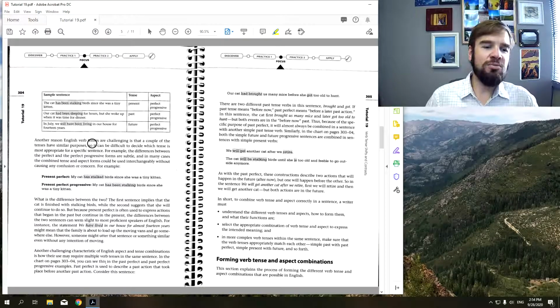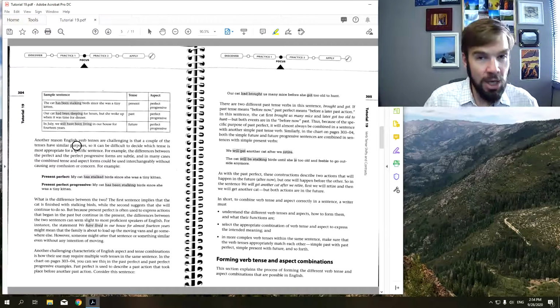Another reason English verb tenses are challenging is that a couple of the tenses have similar purposes. We use them in similar ways or situations, so it can be difficult to decide which tense is most appropriate for a specific sentence. For example, the differences between the perfect and the perfect progressive forms are subtle. And in many cases, the combined tense and aspect forms could be used interchangeably without causing any confusion.